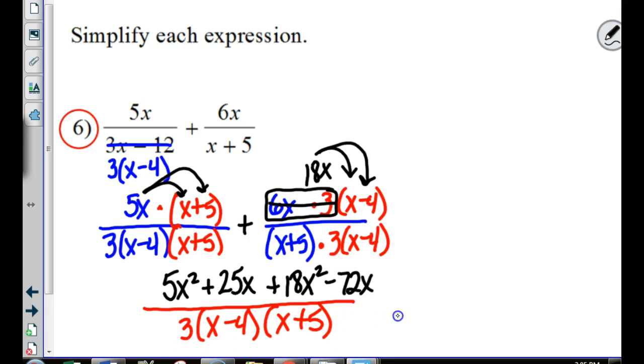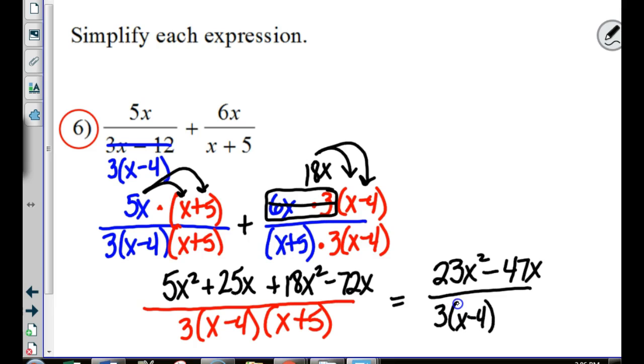Okay. So I can, in fact, simplify the top a little bit. If I combine like terms, I have a lovely 23x squared minus maybe 47x. Somebody check my math there. 25 minus 72? No? Is that right?